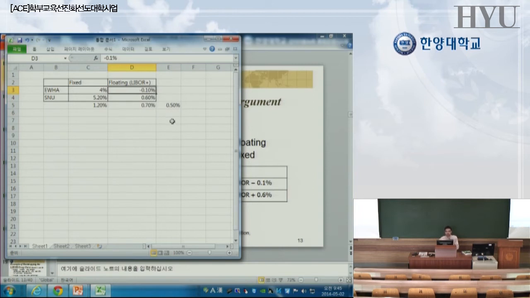So basically, for Hanyang Brothers, you go to EY and borrow money at this rate. So you have to give money to EY at this rate, right? LIBOR minus, so for Hanyang Brothers, provide to EY this rate.